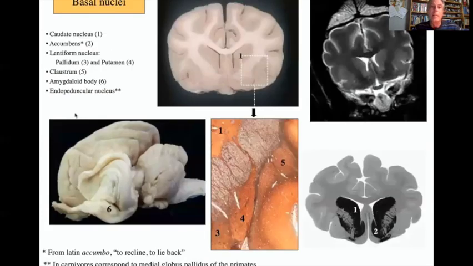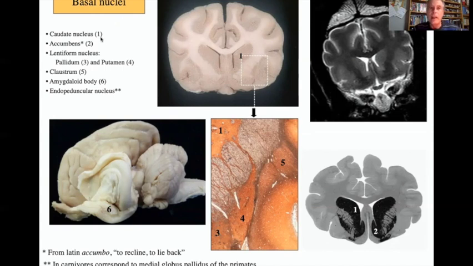The basal nuclei, sometimes they are named basal ganglia. This is wrong, because a ganglion is a collection of cell bodies, that is of neurons, that is located outside of the central nervous system. When this collection of neuron bodies is located inside the central nervous system, it is a nucleus, right? And this is the case here. This is a nucleus, not a ganglion.